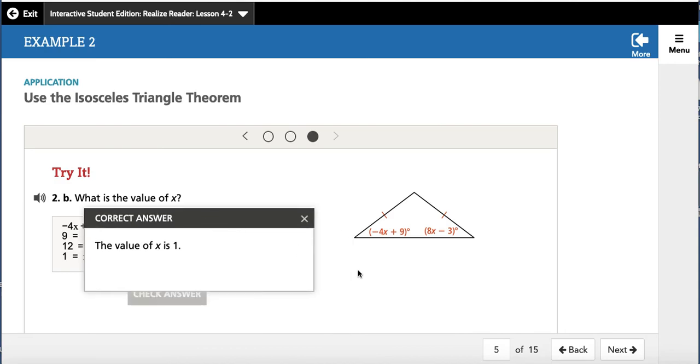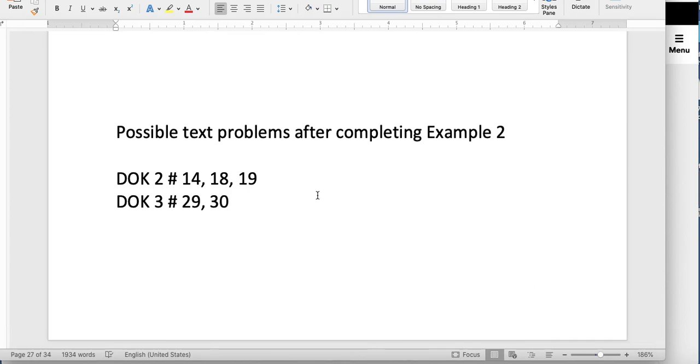Got it. Okay, those are the type of problems you're going to do. Let's see what the assignment is. 14, 18, 19, 29, and 30.